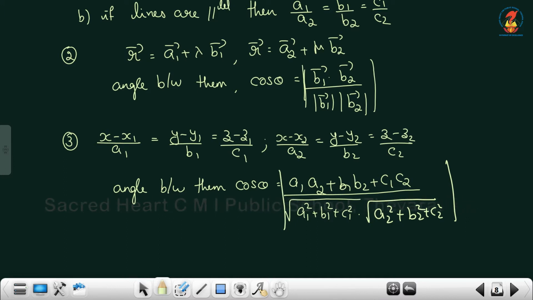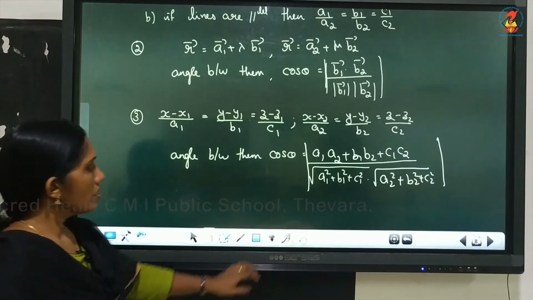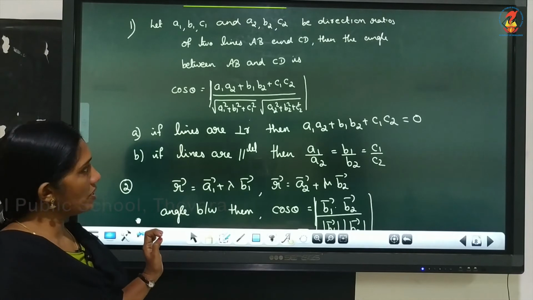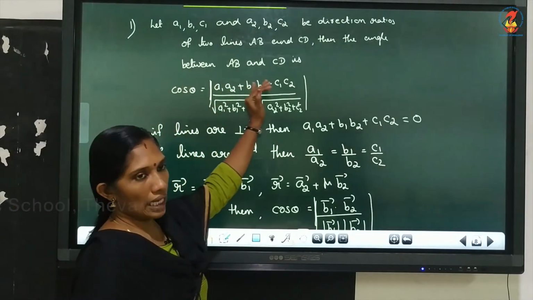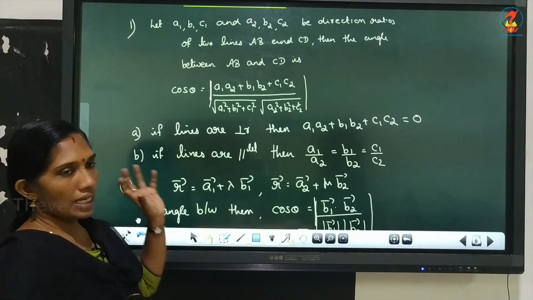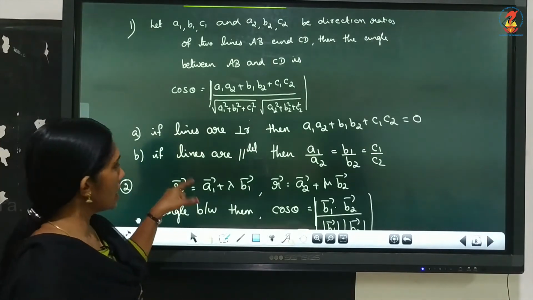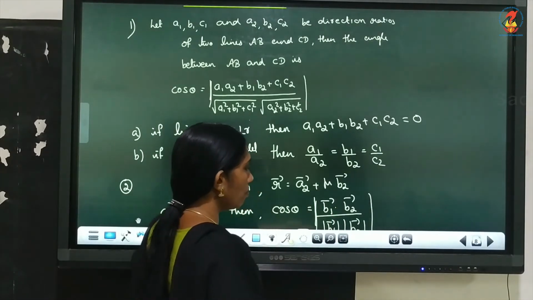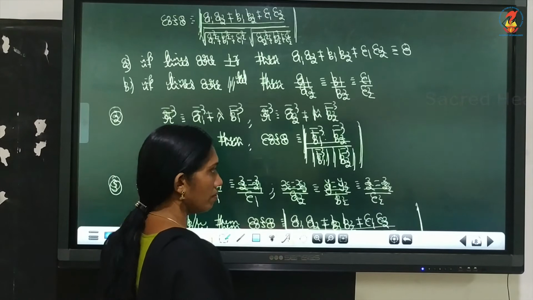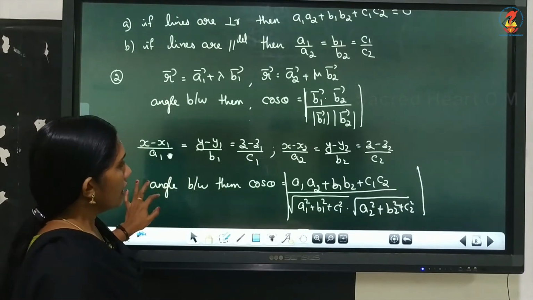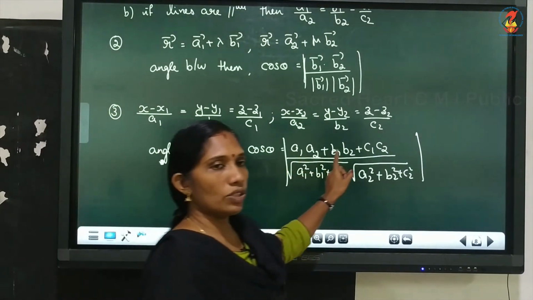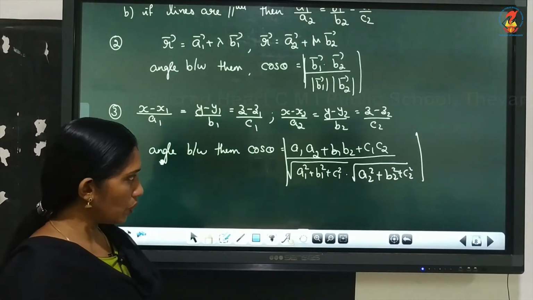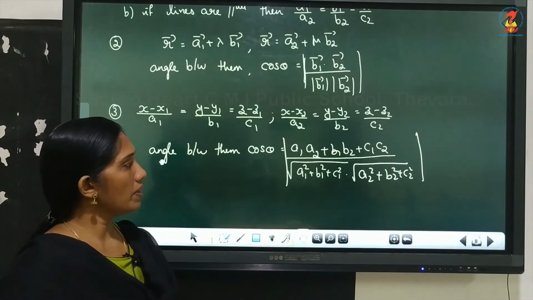Similar to the first case, direction ratios given. Okay, so these three you have to learn. The first one is two lines, direction ratios are given, then how to calculate the angle between them. Then second one is lines, vector forms are given, two lines vector form. So cos theta is equal to b1 dot b2 by mod vector b1 dot mod vector b2. Then Cartesian forms given, then a1 a2 plus b1 b2 plus c1 c2 by root of a1 square plus b1 square plus c1 square into root of a2 square plus b2 square plus c2 square.